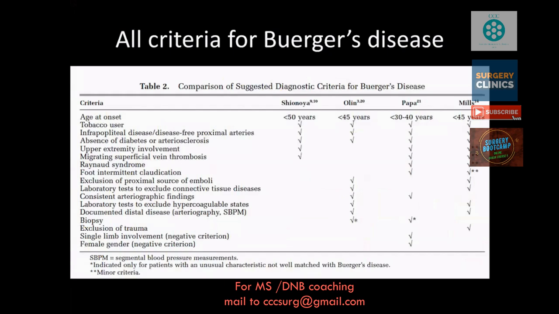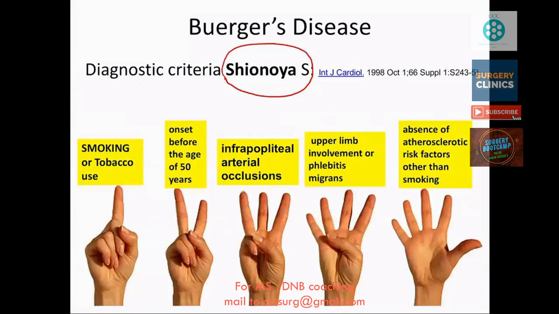Out of all of these, Shionoya's criteria is the most famous. There are other criteria also. So if you are interested, learn them, which I feel is redundant. For me, Shionoya's criteria is what I require. So what are the five things that should be obeyed? Smoking or tobacco, onset before 50 years of age. That does not mean that you will not get a 52-year-old man. Yes, you will get a 52-year-old man. And remember that he started the disease at the age of 45.